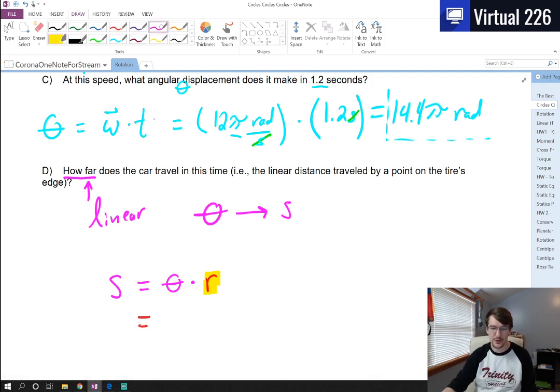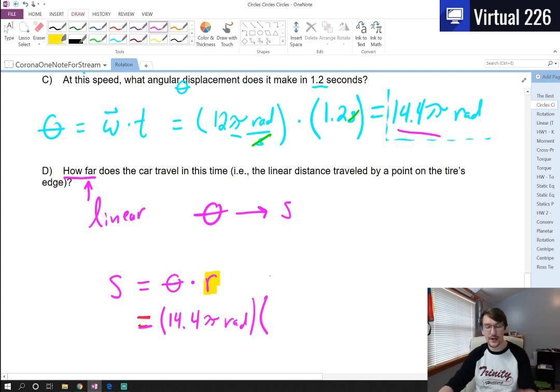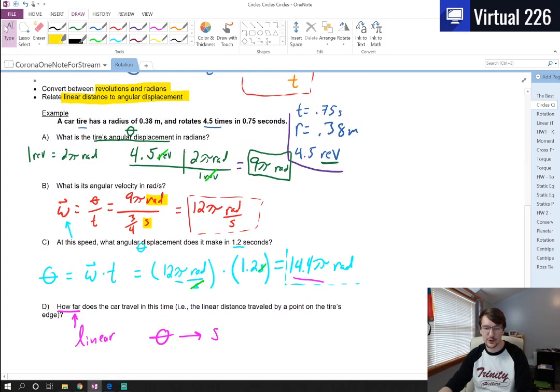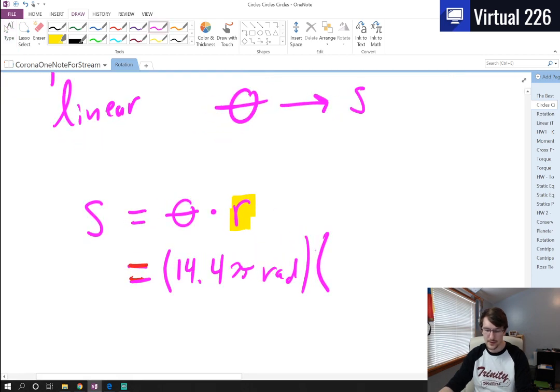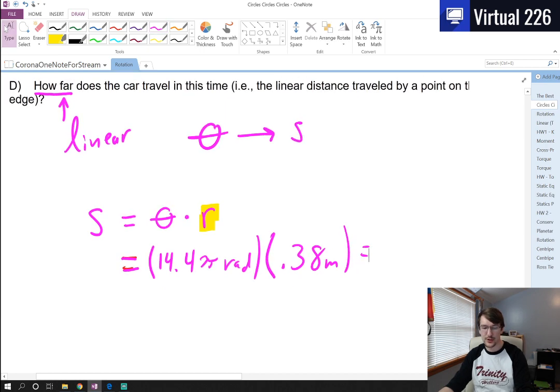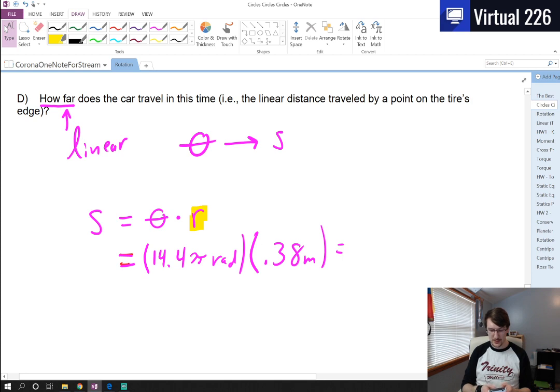And in our case here, we know what our angle is. It's 14.4 pi radians. And then we need to multiply by the radius of the wheel. And that wheel's radius, if we go back to the top, was 0.38 meters. So we'll come back down here and multiply that by 0.38 meters. The value we get here is 14.4 times 0.38, and that would be 5.47 pi somethings.